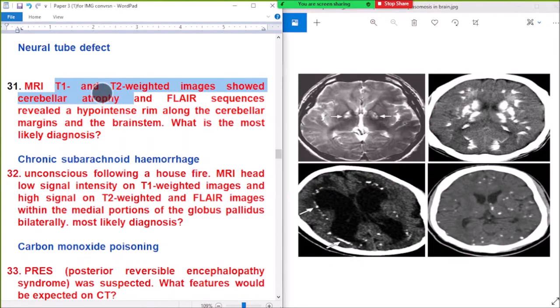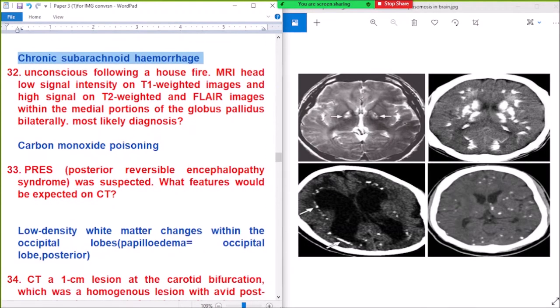MRI T1 and T2 shows cerebellar atrophy, and FLAIR sequences revealed a hyperintense rim along the cerebellar margins and brainstem. A hyperintense rim along the cerebellar margins and brainstem is diagnosed as chronic subarachnoid hemorrhage.